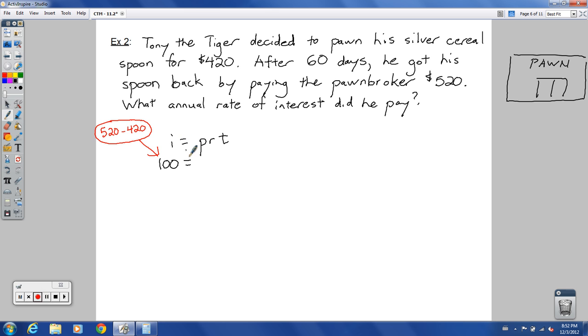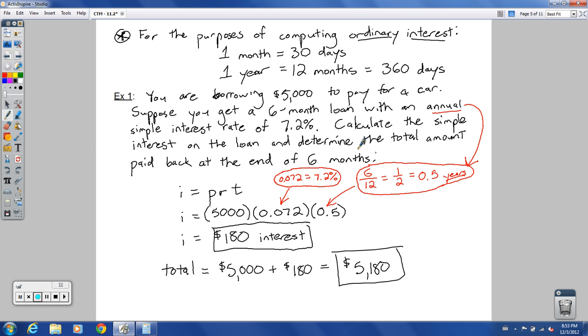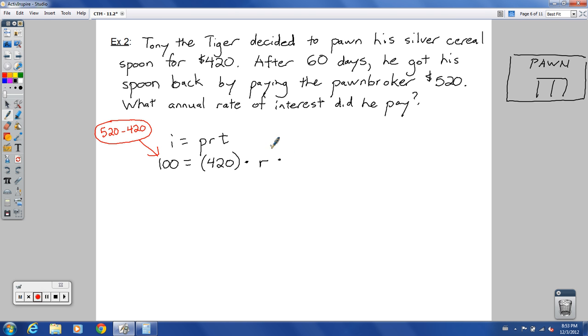This principal, what did he start with? He started with $420. That was the principal. He borrowed $420 in exchange for his silver spoon. The rate, that's what we're trying to figure out. What is the annual rate? So we're going to leave that as an R. And then the time, T, we know would be 60 out of 360 we're using for this type of problem. So we're saying that 1 year is 360 days for this ordinary interest type problem here.